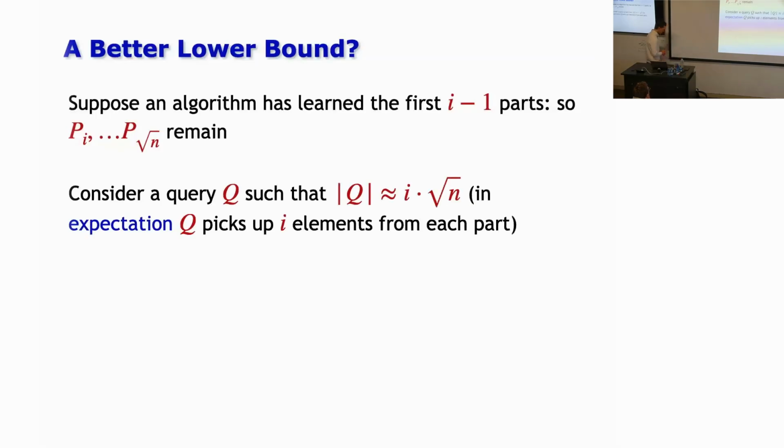What are we going to do? We're going to make a query Q to the independence oracle such that Q's size is basically i times square root n. What do I mean by this? Choose a query such that in expectation, you pick up i elements from each part. Does that make sense? You want to get basically i elements from p_i, i elements from p_i+1, i elements from p_i+2. So you're just going to make a random query of basically i times square root n many elements.